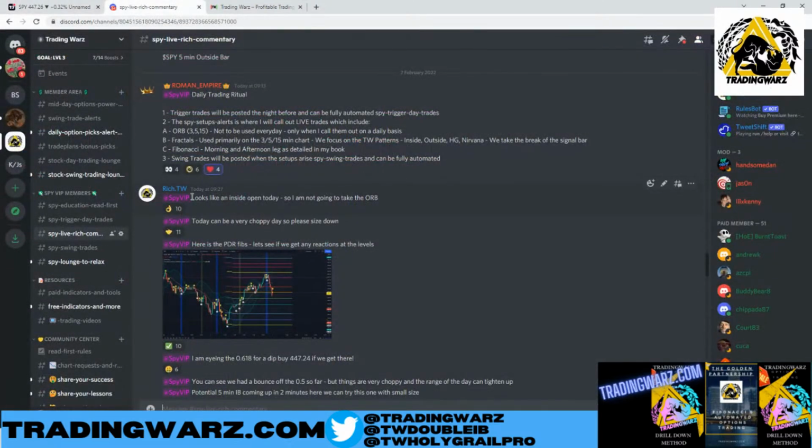You can see here, it looks like an inside open today, so I'm not going to take the ORB. Anytime we have an inside open, guys, I'm going to pass on the opening range breakout unless it's at a very crucial pivot. The middle of the range is not a pivot. So today can be a very choppy day, so please size down.